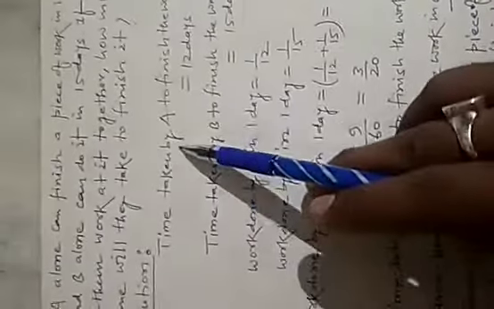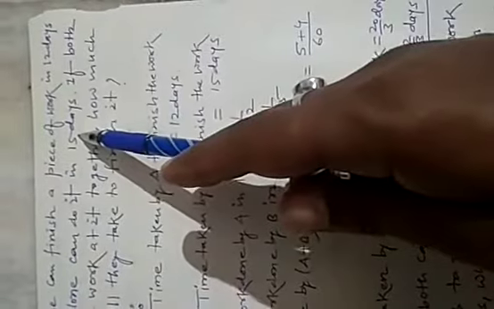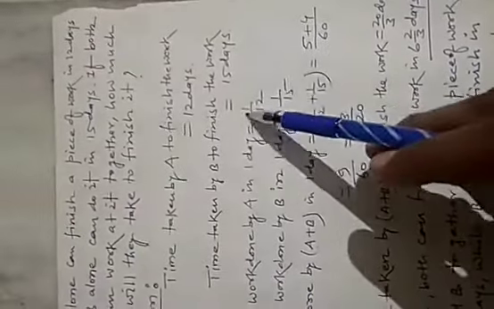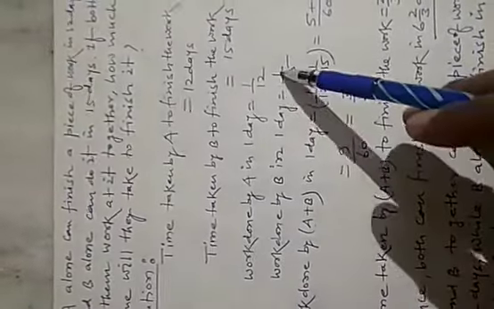Solution is here. Time taken by A to finish the work is 12 days, as according to the question. Time taken by B to finish the work is 15 days. Now work done by A in 1 day is equal to 1 by 12. And work done by B in 1 day is 1 by 15.